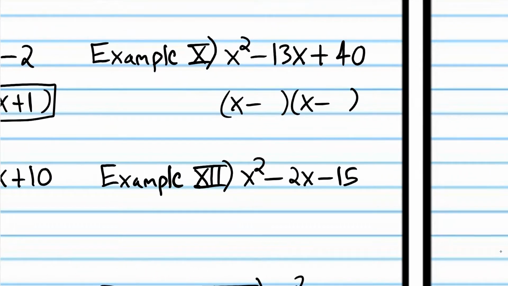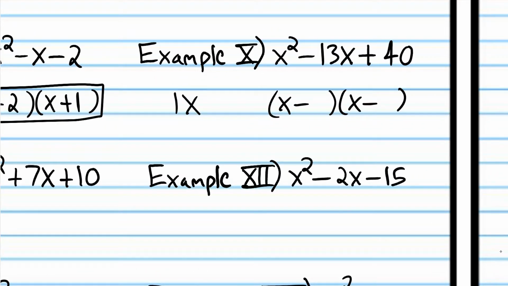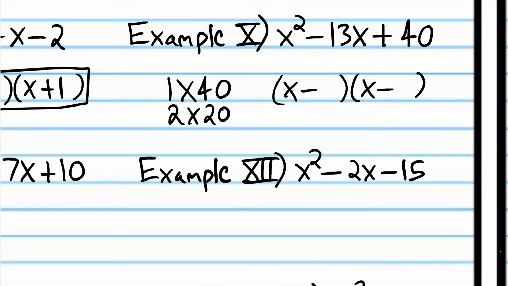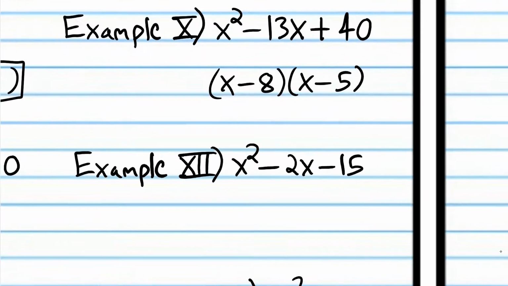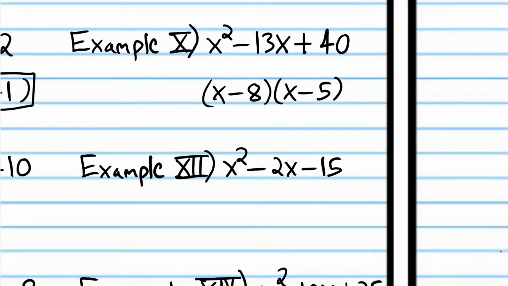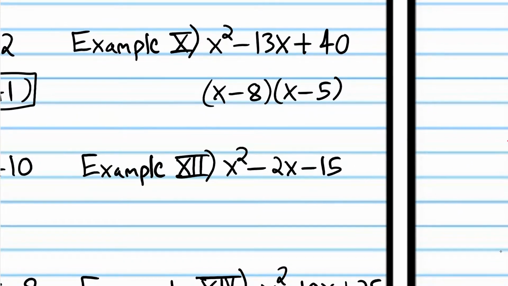And what do we have here? Well, there are a lot of factor pairs for 40. There's 1 times 40, 2 times 20, and 4 times 10, and a lot of different options, but we don't have time to try all of them. I know it's going to be 8 and 5. Negative 8 times negative 5 is 40, and negative 8 plus negative 5 is negative 13. So you can just try all those until you get the right answer.